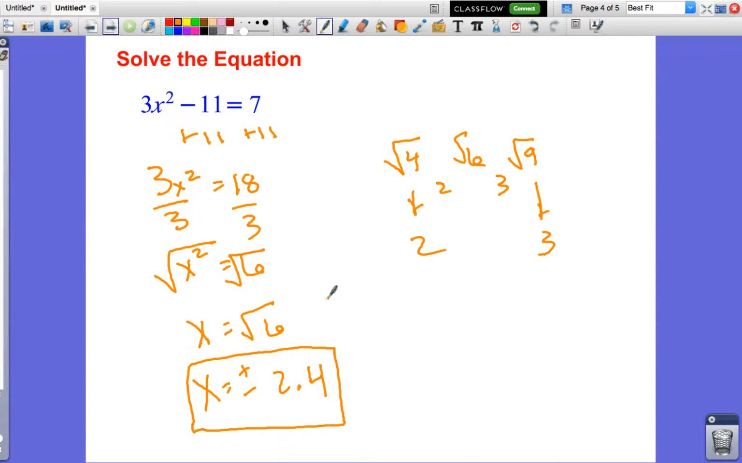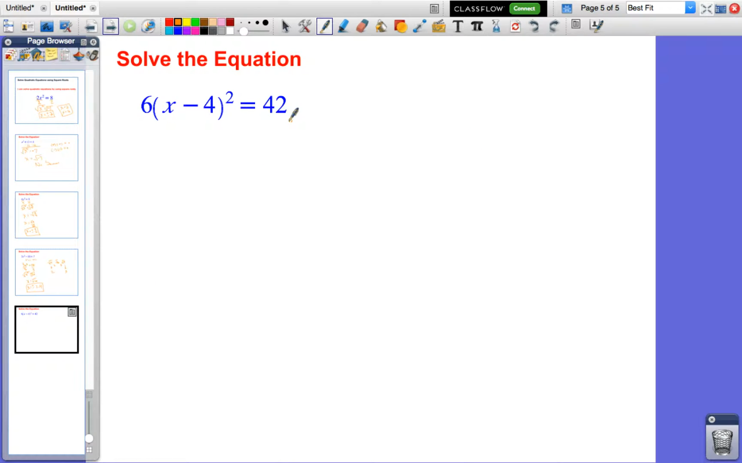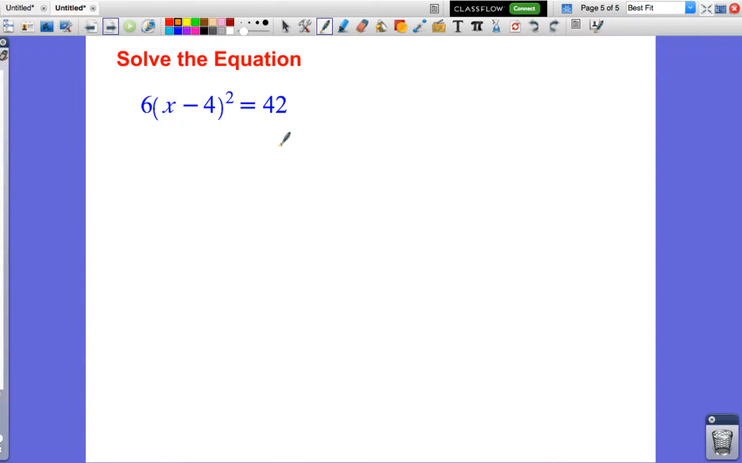Okay, so one more problem. We have 6 times (x minus 4) squared equals 42. So now I have these parentheses here, and I have the exponent on the outside. What I'm going to do first is get rid of the 6. That's the first thing I want to do. This is 6 times all of this, so what I can do is just divide by 6 on both sides.